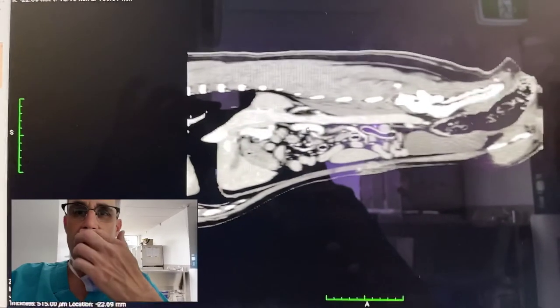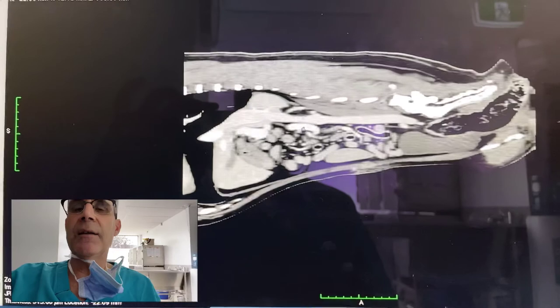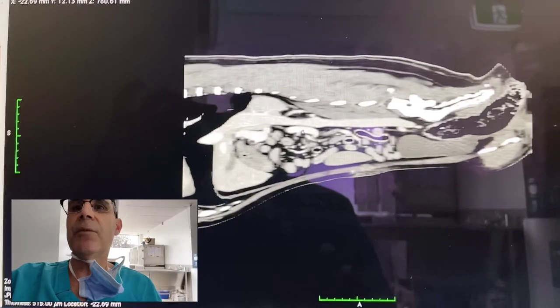So we cannot explain the elevation in the bile acids. But hopefully an internal medicine specialist can.